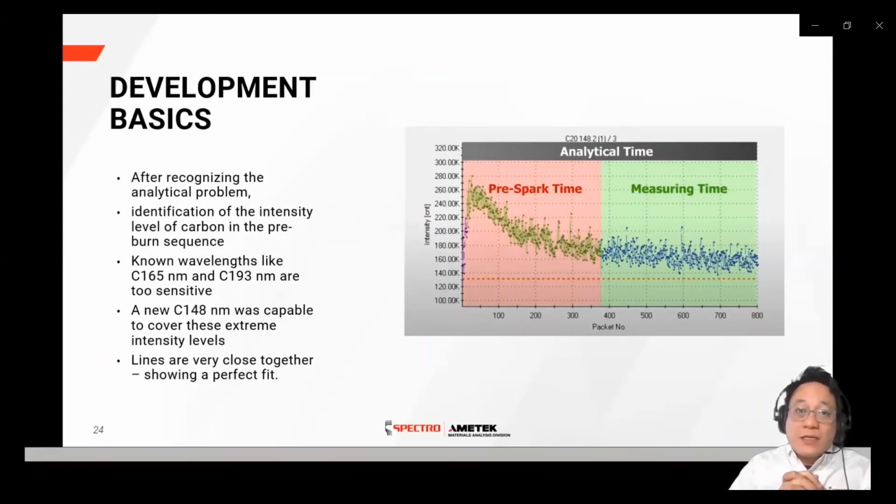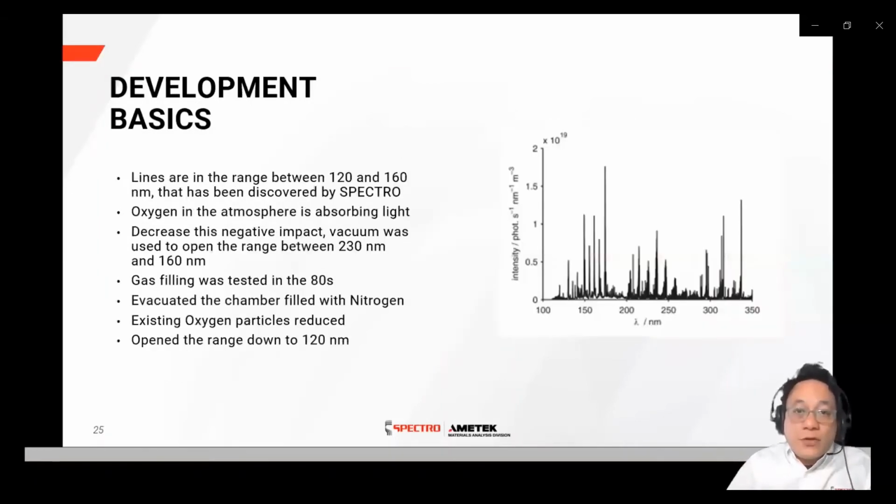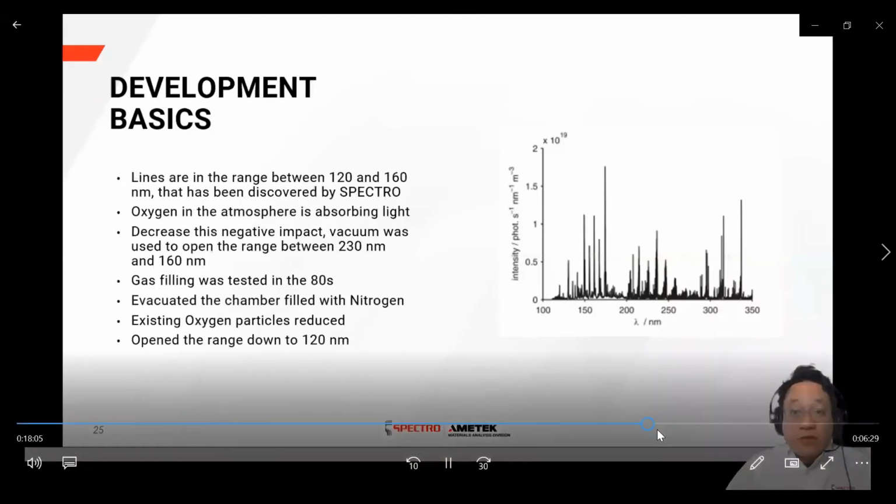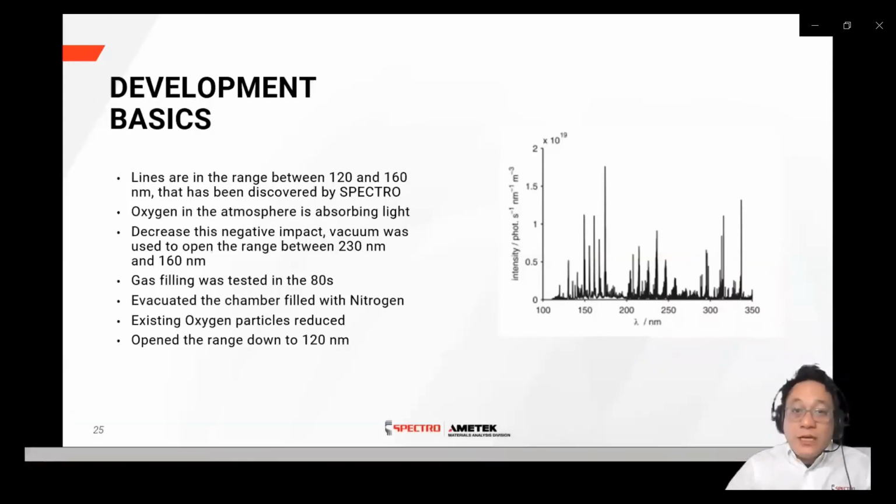The stabilizing ratio calculation is done with a few reference lines like iron 149, which have both lines being very close together and are a perfect fit. Both lines are in the range between 120 and 160 nanometer that has been discovered by Spectro when we changed from vacuum technology to gas fill in the optic.